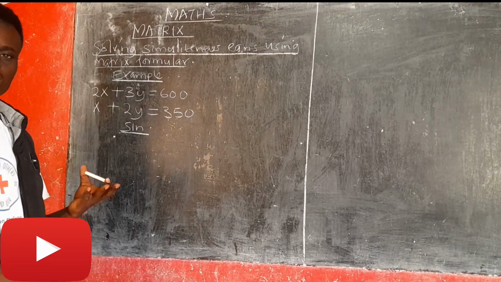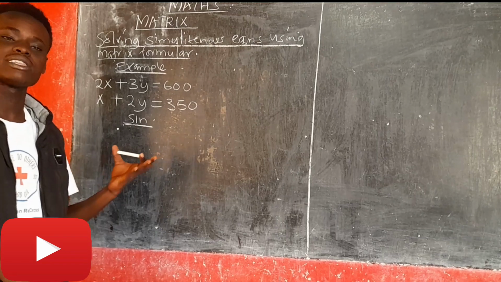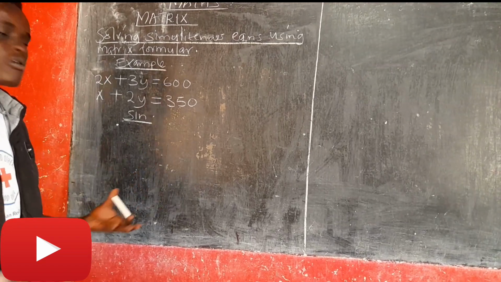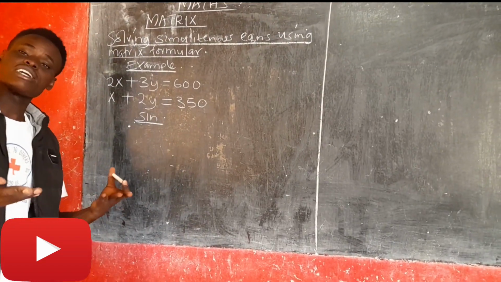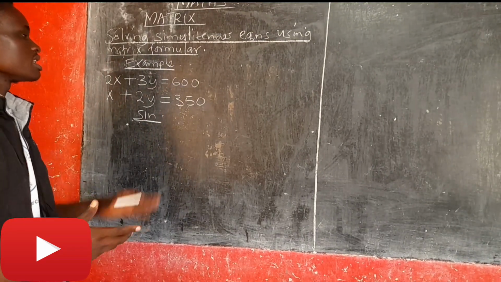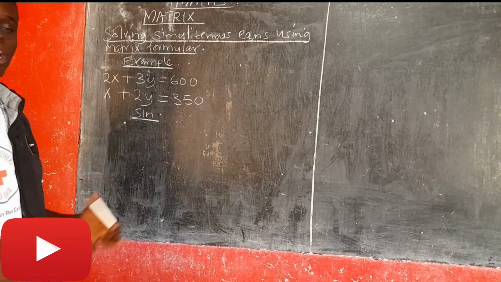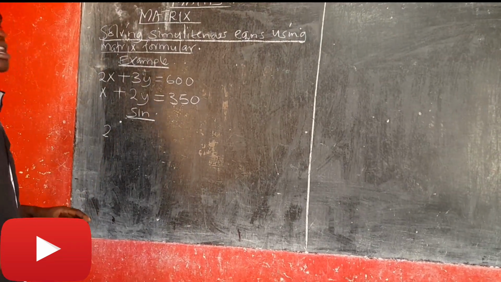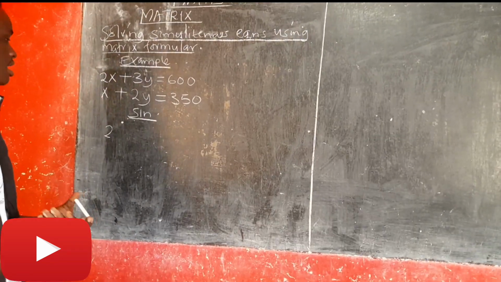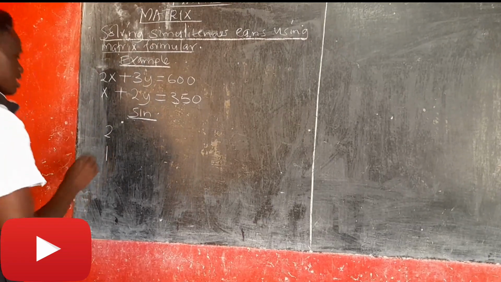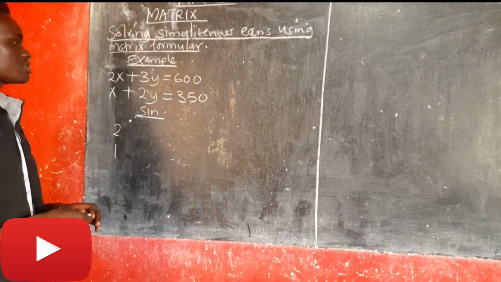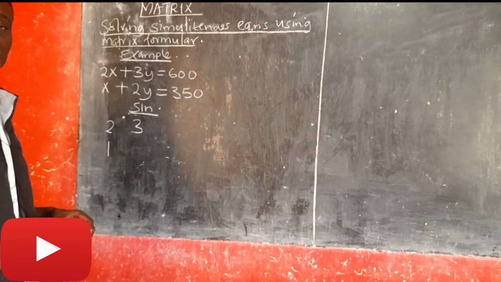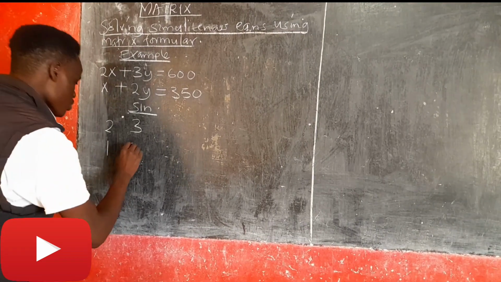matrix expression. When I say matrix expression, I mean that we put the equations in a form represented as matrices. That is, you take the coefficients of the unknowns, then you equate them to the result of each equation. This is what I mean. For the first equation, the coefficient of x is 2, put 2 here. For the second equation, the coefficient of x is 1. Then on the other side, the coefficient of y in the first equation is 3. Then the coefficient of y in the second equation is 2. You put it that way.